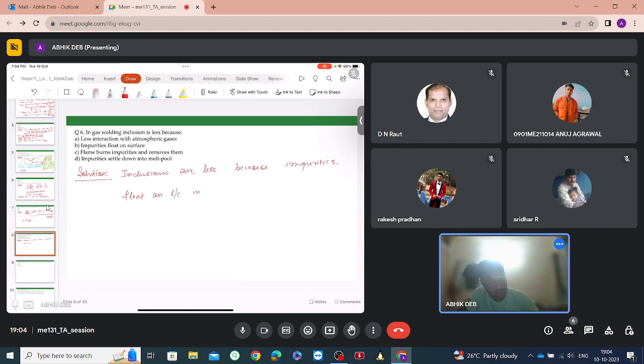In gas welding. This won't be possible in case of laser welding or electron beam welding, because the cooling rate is extremely fast. The cooling rate is in the order of 10 to the power 4 to 10 to the power 6 kelvins per second. Okay, so in that case, the solidification will happen instantaneously before any impurities, if present, have the time to come up to the surface. So that is why in gas welding, impurities will have the time to start floating on the surface, and that is why the inclusions will be less.